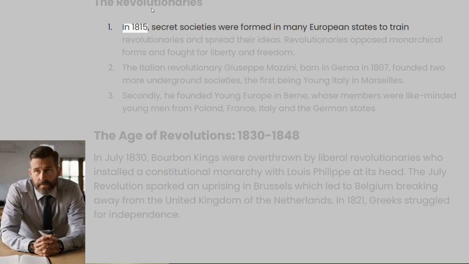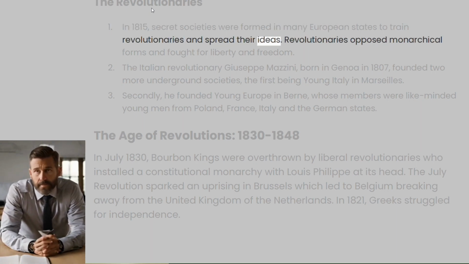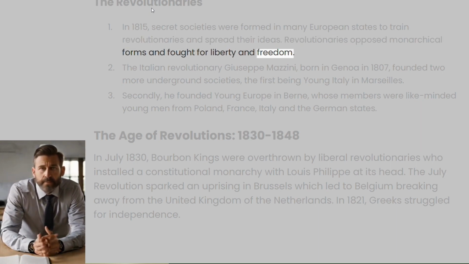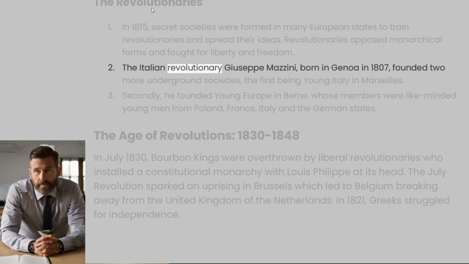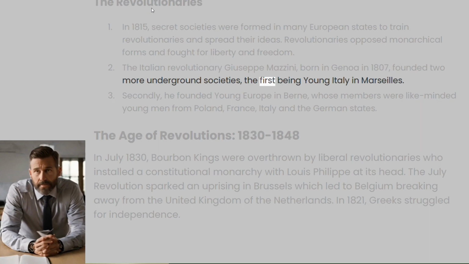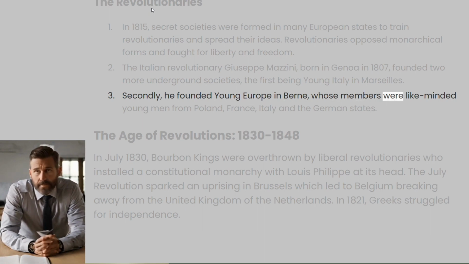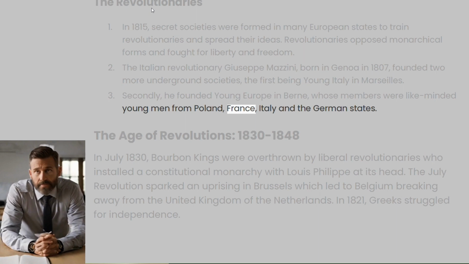1. In 1815, secret societies were formed in many European states to train revolutionaries and spread their ideas. Revolutionaries opposed monarchical forms and fought for liberty and freedom. 2. The Italian revolutionary Giuseppe Mazzini, born in Genoa in 1807, founded two more underground societies, the first being Young Italy in Marseilles. 3. Secondly, he founded Young Europe in Bern, whose members were like-minded young men from Poland, France, Italy and the German states.